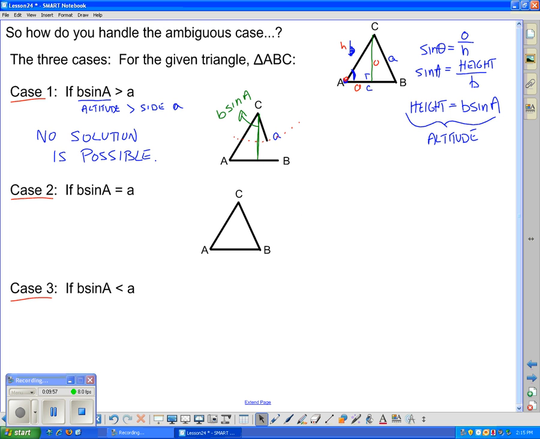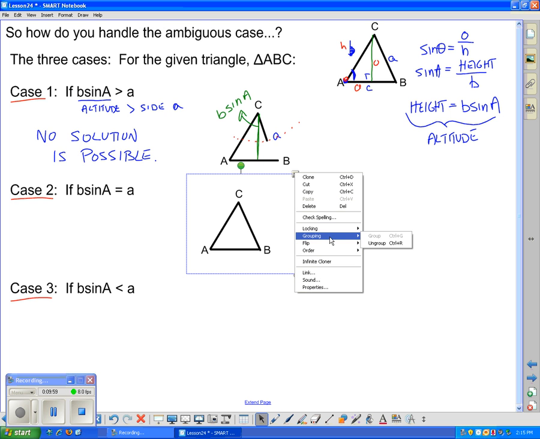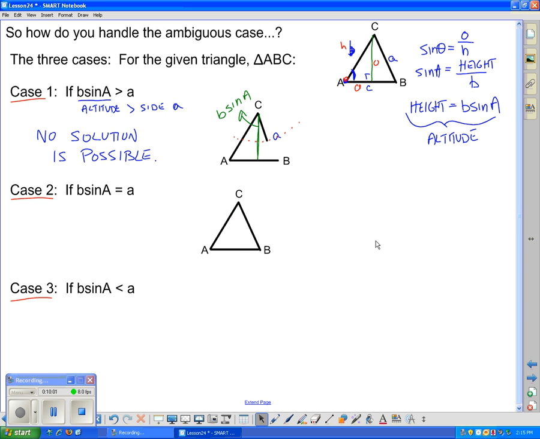Take my triangle down, ungroup it so I can play with it here. So again, we're talking about altitude. All right, so my altitude is equal to side A. So side A is over here. Here's that altitude. All right, that's the B sine A.